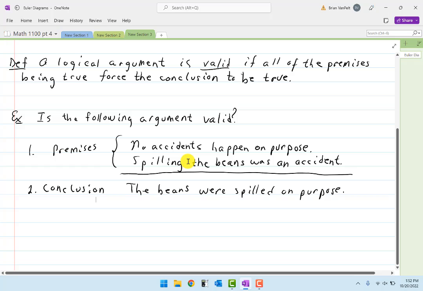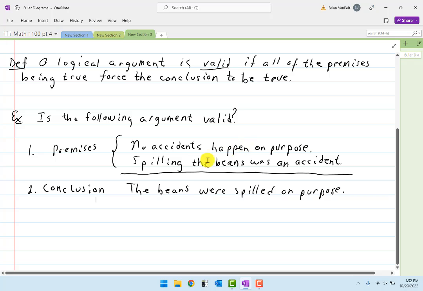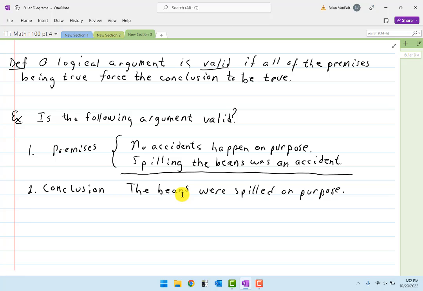Is it possible that this could follow: the beans were spilled on purpose? So here, I guess we have spilled beans. They're on the floor. Was it on purpose? Was it an accident? Well, these two things tell us that spilling the beans, if it is an accident, then that accident did not happen on purpose. So if beans were in fact spilled, then it was an accident. So this conclusion cannot be drawn from those two premises. So this is an invalid argument.